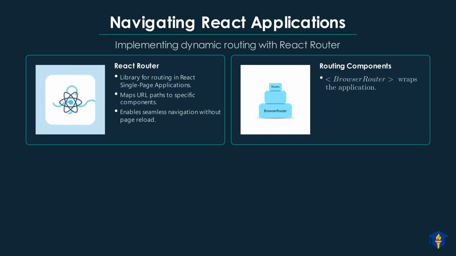The browser router component is essential. It wraps your entire application to enable routing functionality. The routes component is then used to define a collection or set of all the individual routes in your application. And finally, the route component is where you specify a URL path and link it to a particular React component.